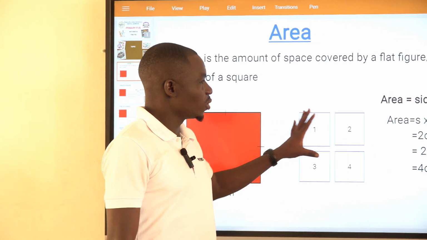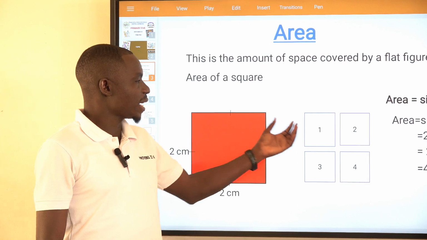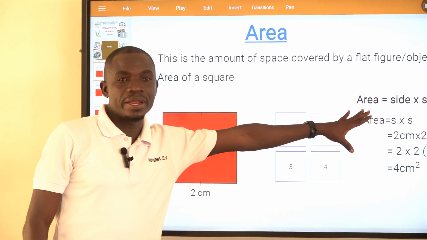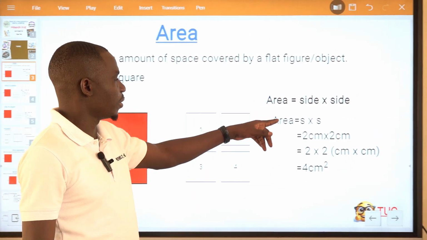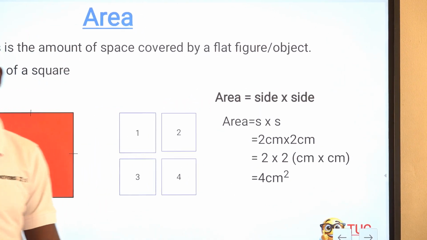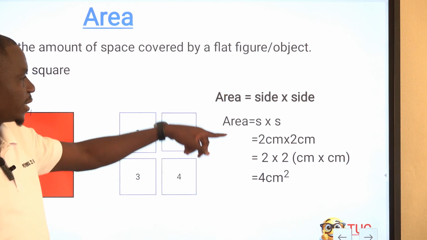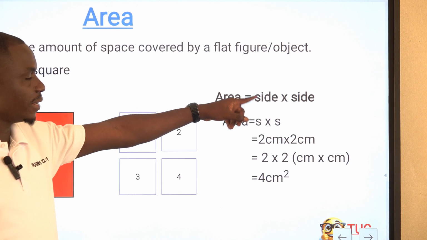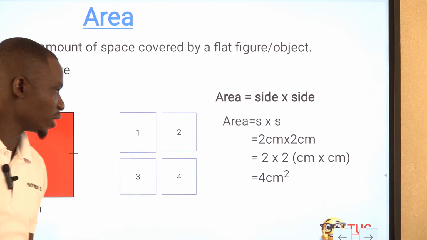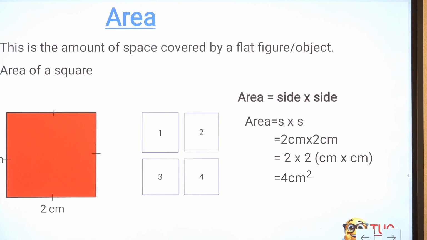But in case they give you a bigger shape, whereby you might not have time to draw the number of squares, this is where the formula for area comes in. The formula for area is side times side. When you're writing on paper, where there is area, you can simply write A, and where there is side, you can just write S. So the formula becomes A equals S times S.